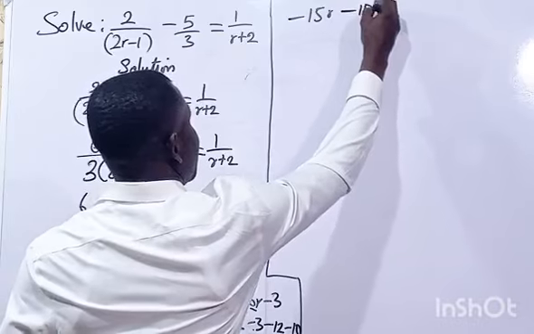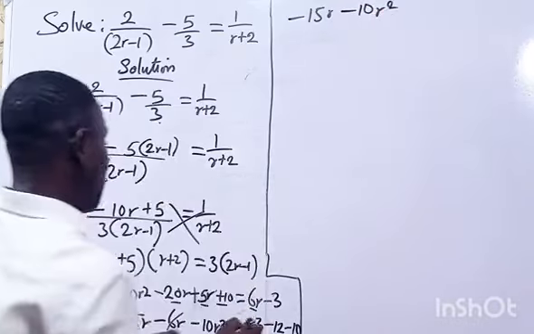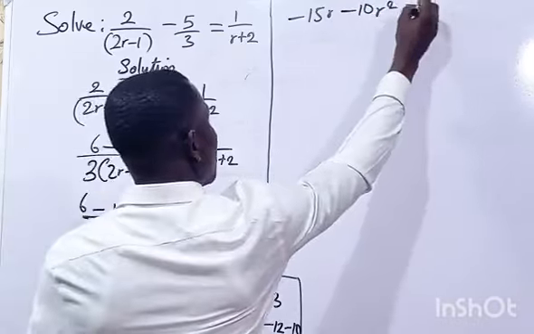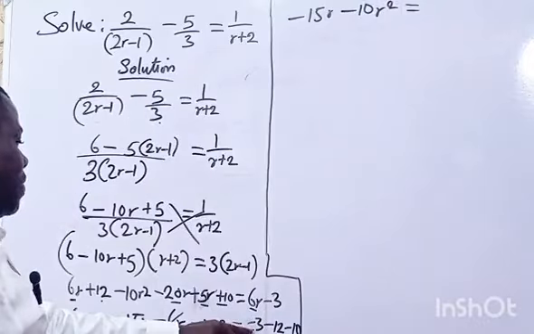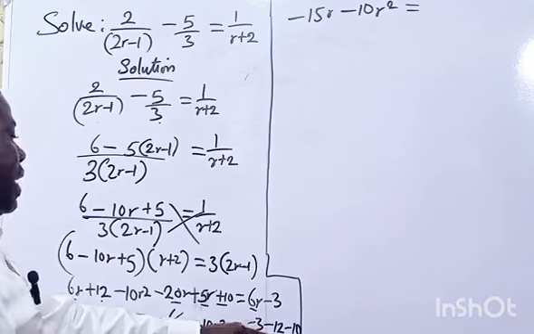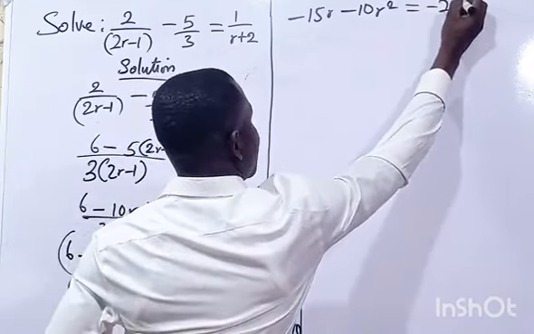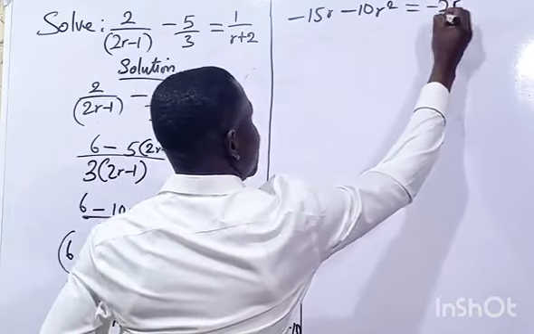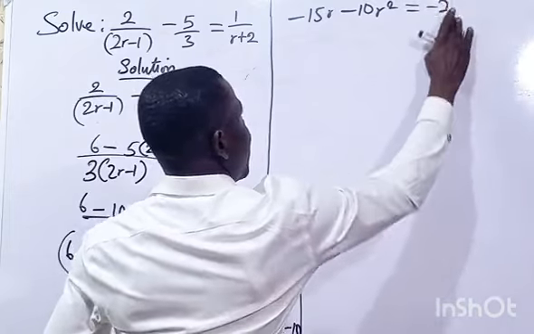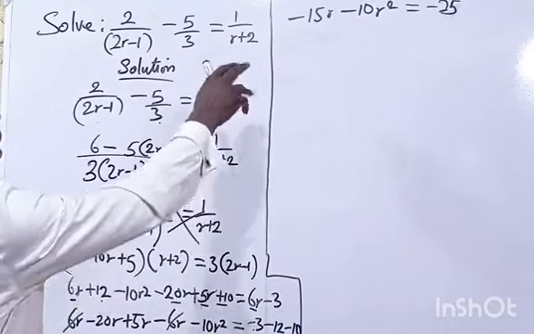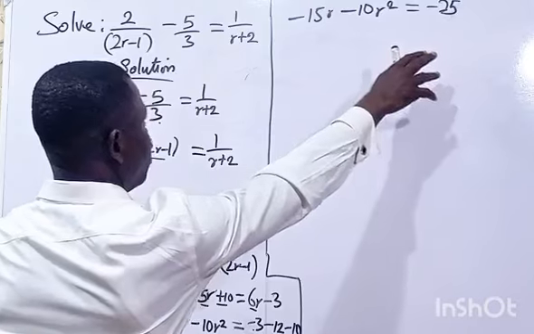Minus 10 arrow squared equal to, if you simplify this, minus 3 minus 12 is minus 15. Minus 15 minus 10 is minus 25. Let me write it clearly. Minus 25. Now, if you notice, all the terms here are multiples of 5.